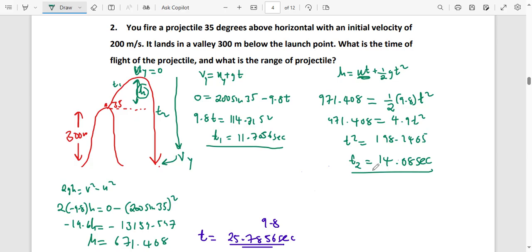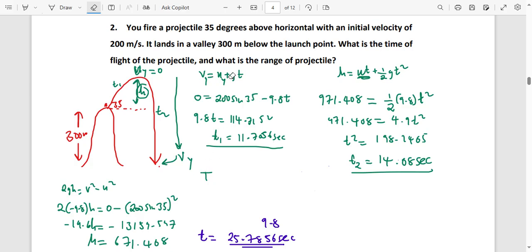So to find the total time of flight now, you add 11.705 plus 14.08. So 14.08 plus 11.7056, and this has given me a total time, after adding t1 and t2, of 25.7856. So you see exactly the same. So whichever formulas you decide to use, it's up to you. They will give you the same for max.